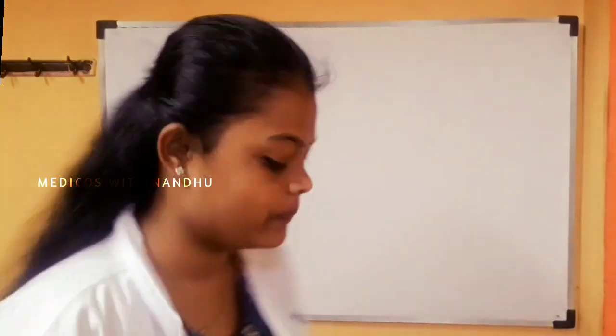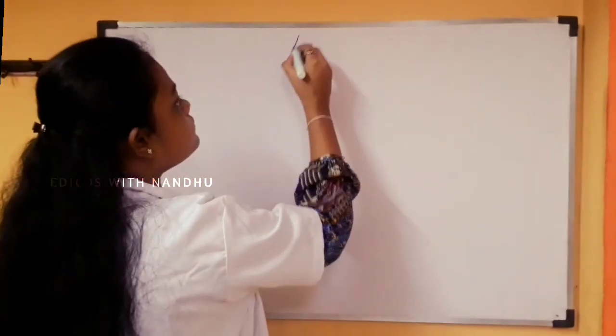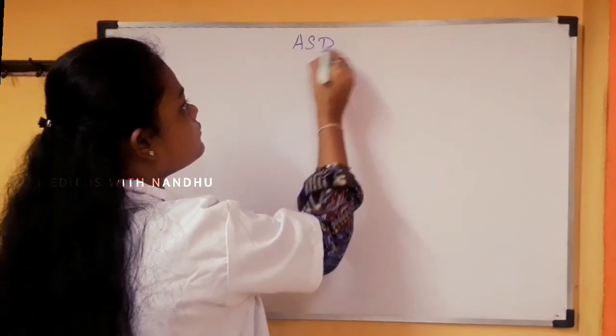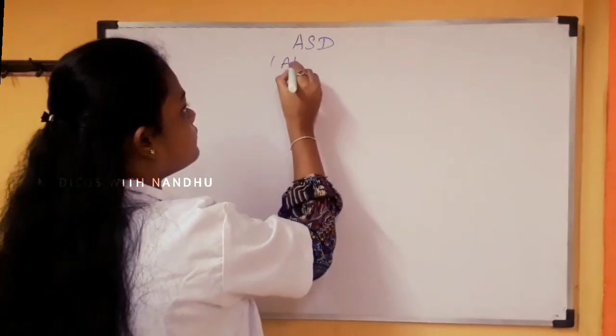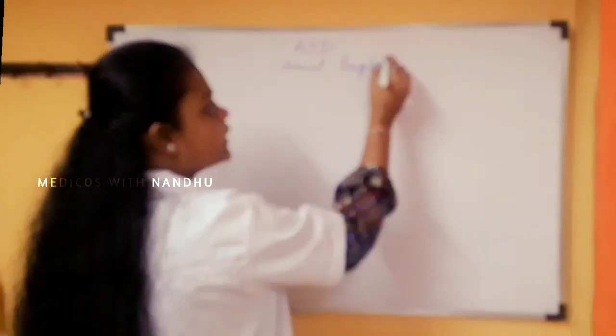Friends, today we are going to see about the topic called ASD, and it is one of the congenital diseases. Now we are going to see the congenital diseases one by one. The first disease will be ASD, atrial septal defect.